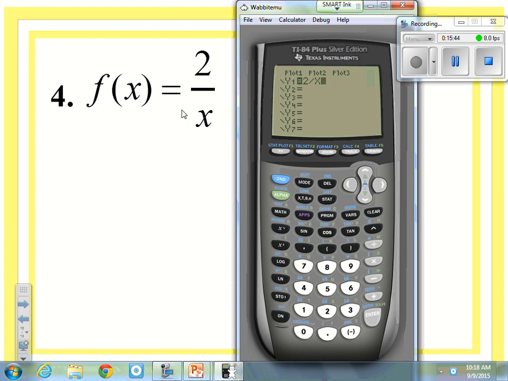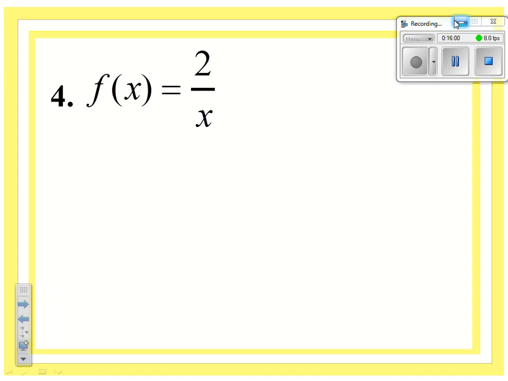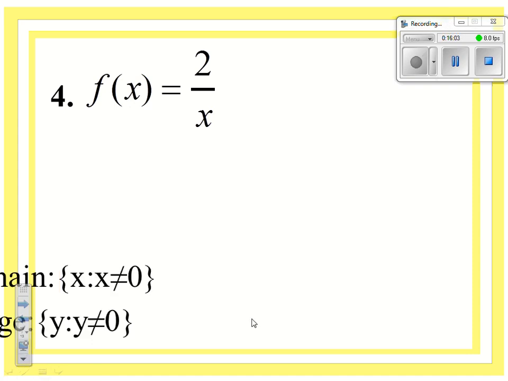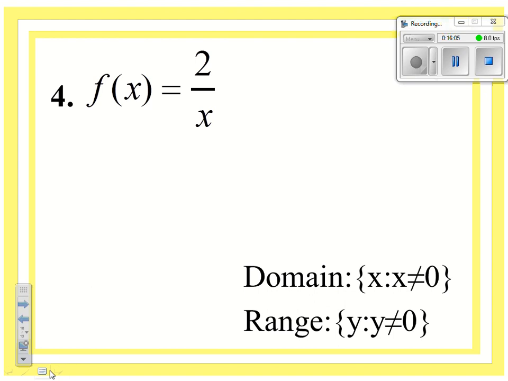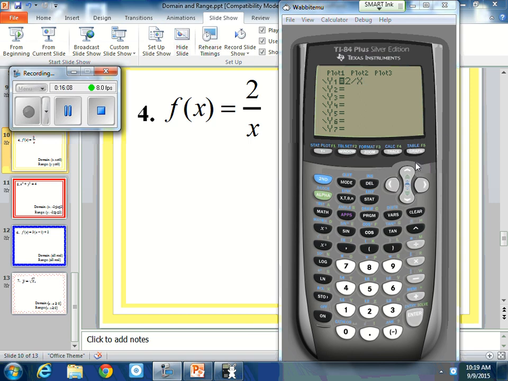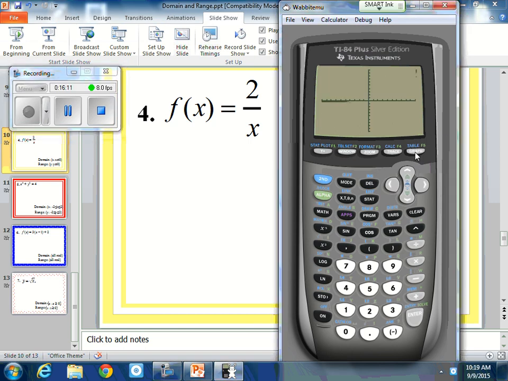Now, if you know anything about fractions, you will know that you cannot have a 0 as a denominator. There's no such thing as 2 slices of pizza when there's no pizza. Okay? So, I'm going to go ahead and graph it. And it looks like it's first quadrant and third quadrant.